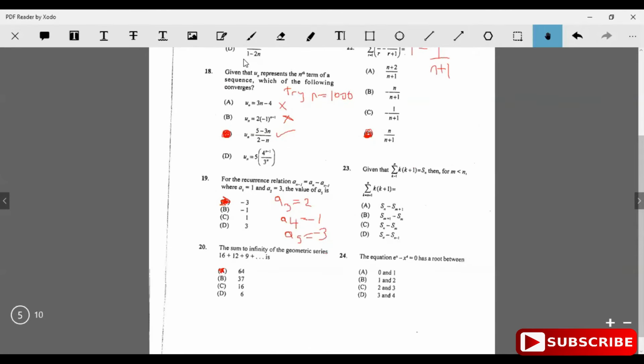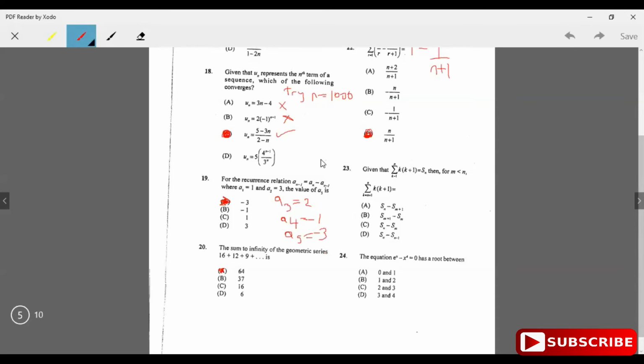Question 23. What's 23? m is less than n. What's 23? C. Yeah. So repeat again. How do you do number 23?